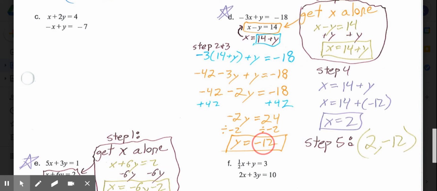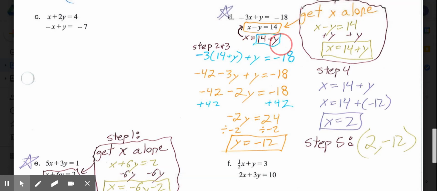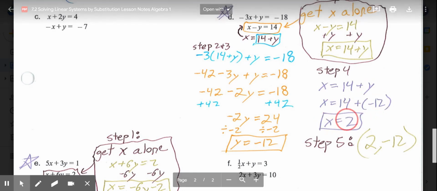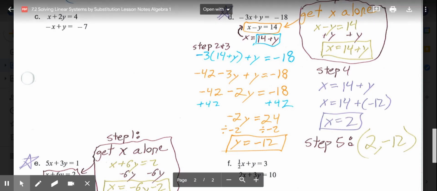Now I'm going to take that information, y equals negative 12, and use the negative 12 to substitute for y in our other equation. So our equation was x equals 14 plus y, so we're putting the negative 12 in for y. 14 plus a negative 12 means x equals 2. So our ordered pair answer, remember always x then y, would be (2, negative 12).